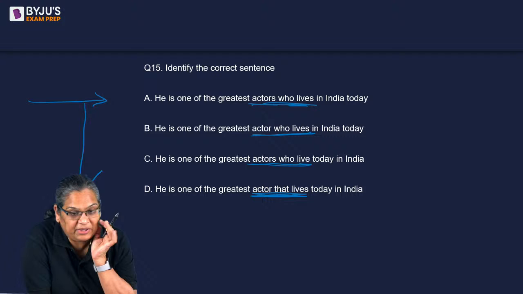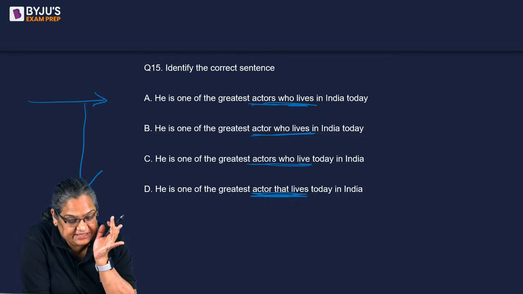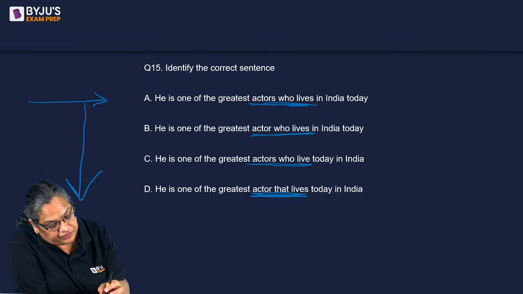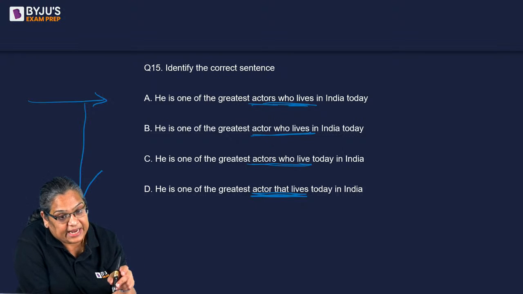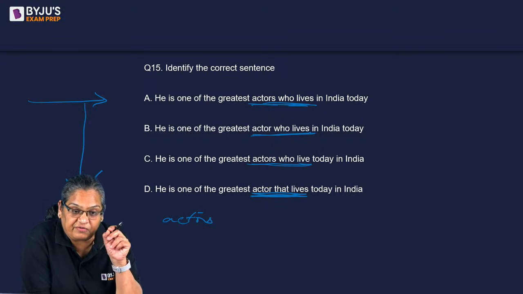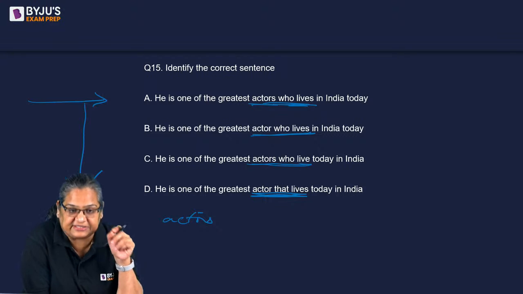Right? So I'm getting two answers, B and C. One of the greatest is always followed by a plural: there are many great actors, one of the greatest actors, always. You should not say one of my friend, you should always say one of my friends.